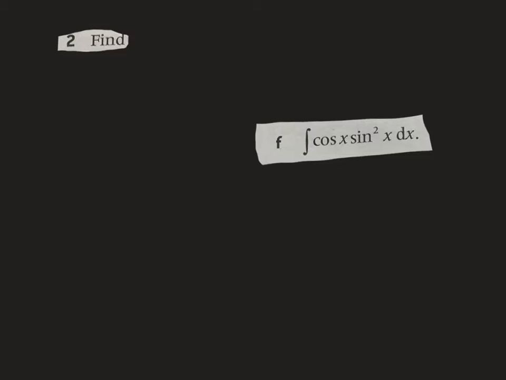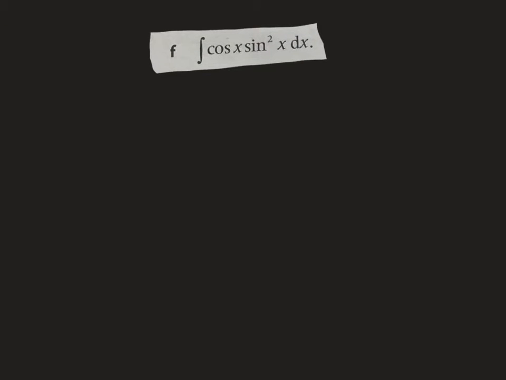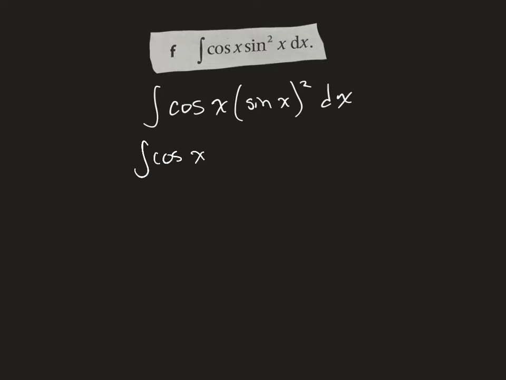Okay, last one. I'm just moving it up to give myself a little room. I'm going to rewrite this before I even put the u in there as cosine of x and then sine of x squared dx, because I think that makes it a little bit more obvious that this is what we want to have as our u. The derivative of sine is cosine, so that's what we were after there. So I'm going to write this as cosine of x u squared, and then u is just sine.